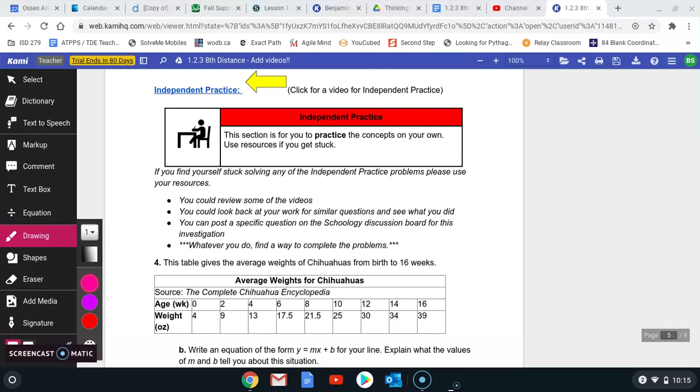All right, now you're on the independent practice section of 1.2.3. Remember, these problems, you can use your resources. So you can review some of the videos, you can look back at your work for similar questions, and you could post a specific question on the Schoology discussion board for this problem.